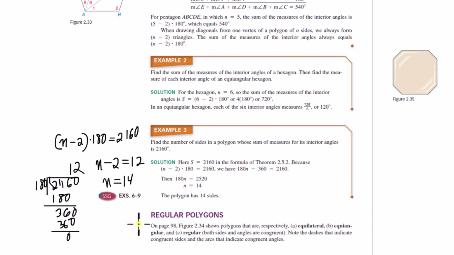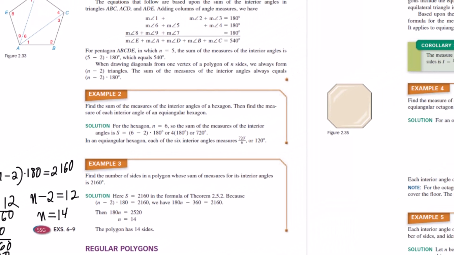Okay, now, regular polygons. A regular polygon is typically what we think about when we think of a polygon. So like a stop sign, that's an octagon, but it's technically in a subcategory of octagons called regular octagons. On page 98, the figure shows polygons that are, respectively, one equilateral, one equiangular, and one regular, which means that both sides and angles are congruent. Note the dashes that indicate congruent sides and the arcs that indicate congruent angles.